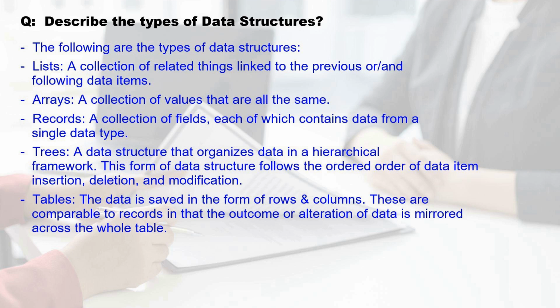Trees. A data structure that organizes data in a hierarchical framework. This form of data structure follows the ordered order of data item insertion, deletion, and modification. Tables. The data is saved in the form of rows and columns. These are comparable to records in that the outcome or alteration of data is mirrored across the whole table.